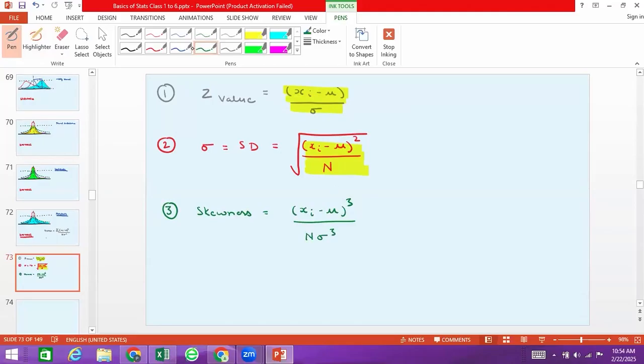Right? So here, if you look at it, the power was 1. The power became 2. The power became 3. Here the power became 3 and 3. And similarly, for kurtosis, the formula is same, it's just that now it will become 4.